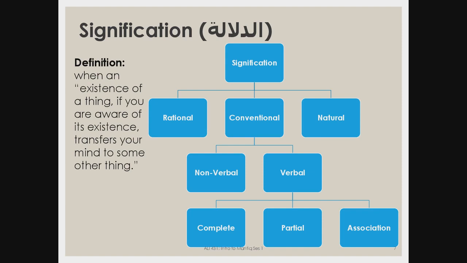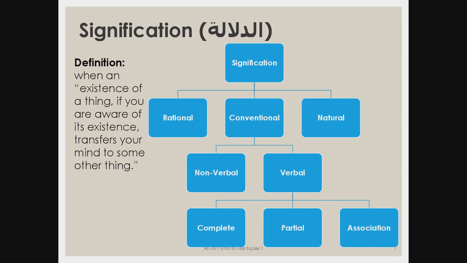Conventional means that the thing which signifies another thing, the causality between them is not real. We are giving it that notion of causality. Once I give examples, it'll become clear. Let's go to the non-verbal one. And by the way, we're going to talk about the verbal one in logic. We're not talking about the rational or the natural, non-verbal. We're talking specifically about the verbal, but we're going through all these as an example, so it becomes clear.